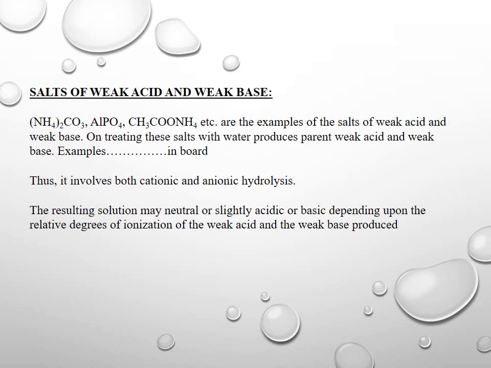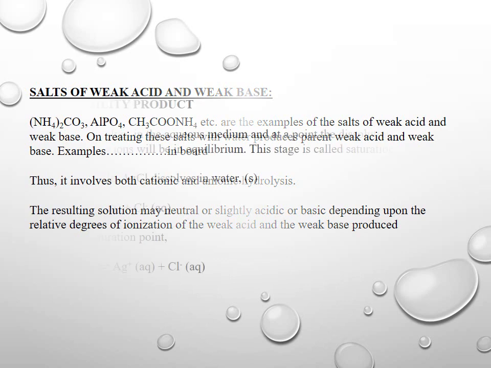Next, salts of weak acid and weak base. Ammonium carbonate, aluminum phosphate, ammonium acetate are examples of salts of weak acid and weak base. Treating the salts with water produces the parent weak acid and weak base. Thus, it involves both cationic and anionic hydrolysis. The resulting solution may be neutral, slightly acidic or basic, depending upon the relative degree of ionization of the weak acid and the weak base produced.